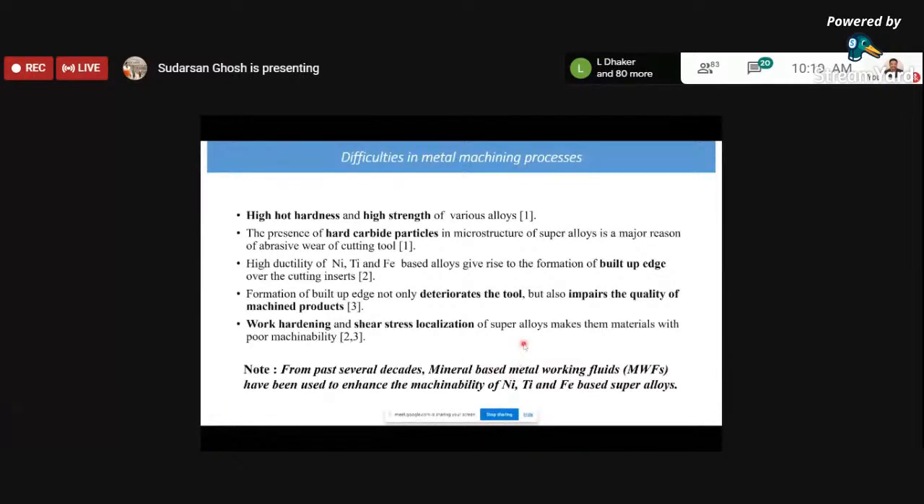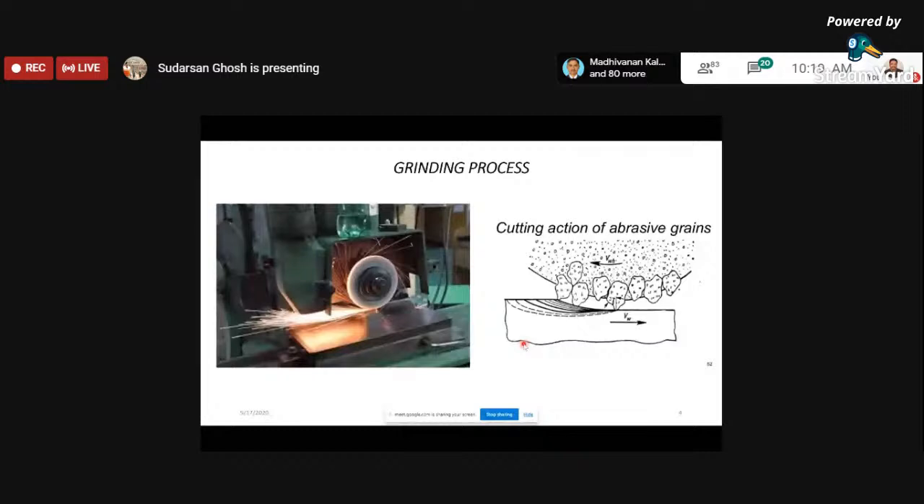Now, with the super alloys, after the machining operation, some grinding operation also needs to be done.